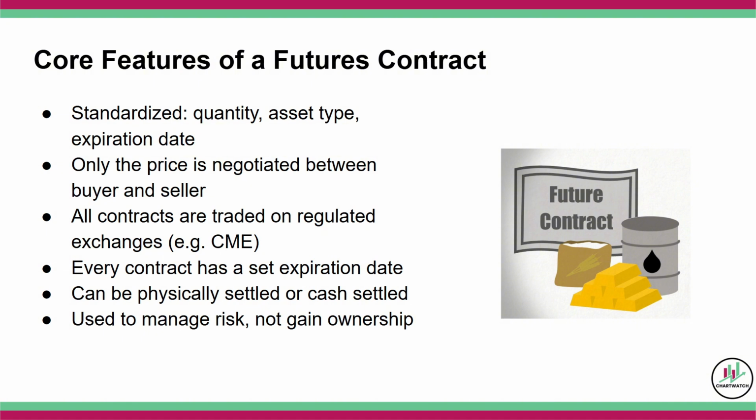All futures contracts are traded on official regulated exchanges like the CME Group, and that helps ensure transparency, fairness, and enforcement of the rules. Every contract has a specific expiration date, usually monthly or quarterly. For instance, the S&P and the Nasdaq are quarterly, so every 3 months. That's the date when the contract either gets settled by cash or delivery, or the trader closes their position. There are two types of settlement. Physical delivery means the actual asset, like the wheat or oil, is delivered, while cash settlement means the difference in price is paid in money.